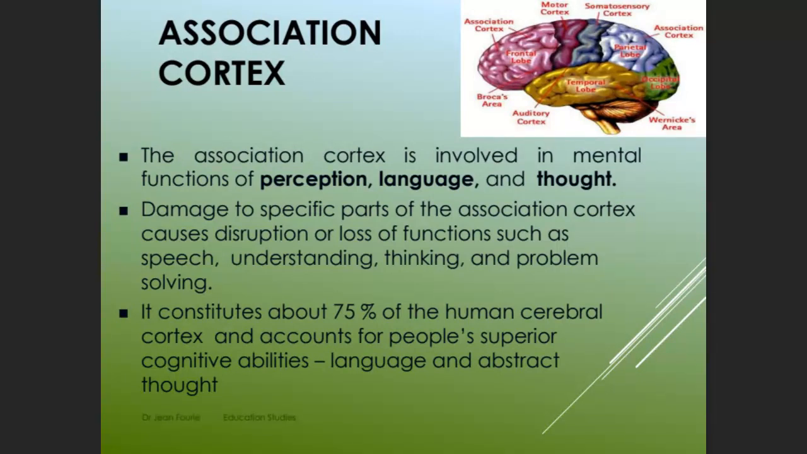The association cortex comprises about 75% of the cerebral cortex, and this is what they think. Scientists think that this accounts for our superior human cognitive abilities, our amazing ability of language and abstract thought, and our amazing imaginations that we have.